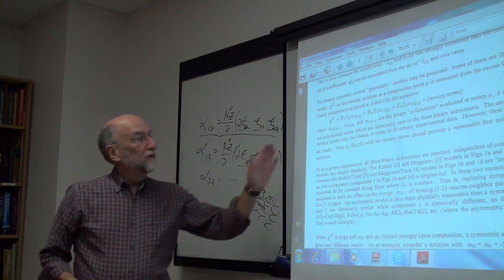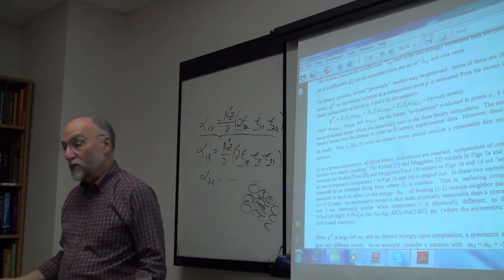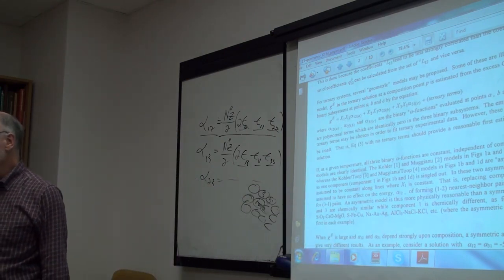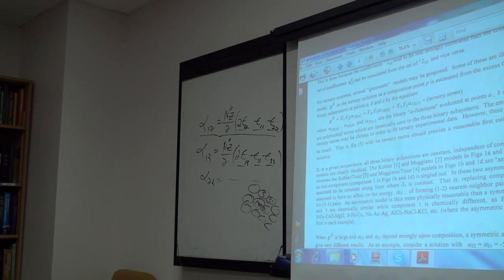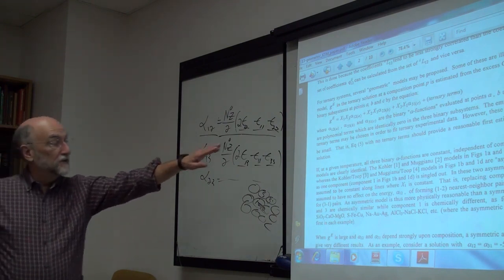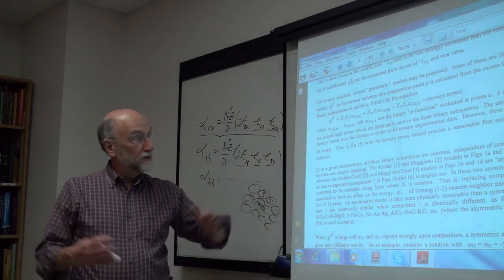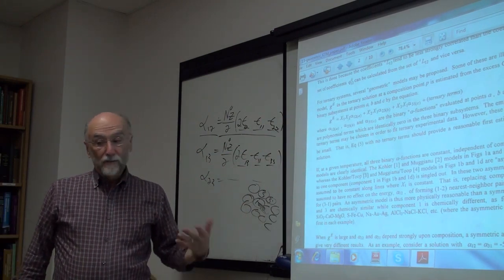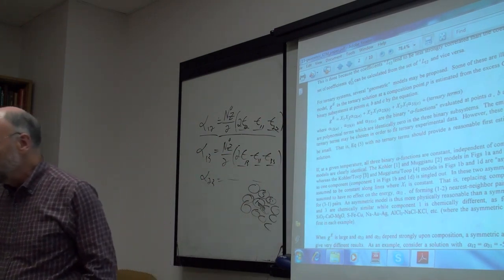Also, more importantly even, you're assuming that the system remains more or less a random mixture in the ternary system, which is really your biggest assumption here. Okay, so if this works, in other words, if this is a good expression for going from the binaries to the ternaries, it's based upon the concept of regular solution theory.